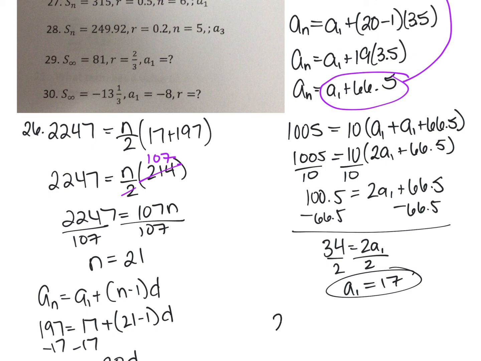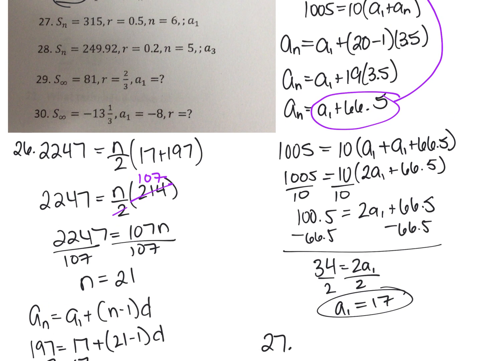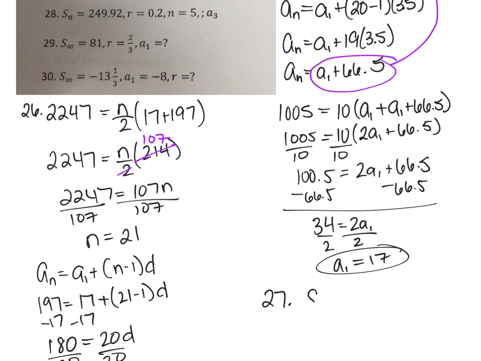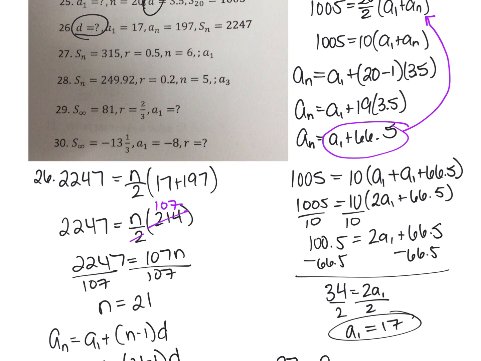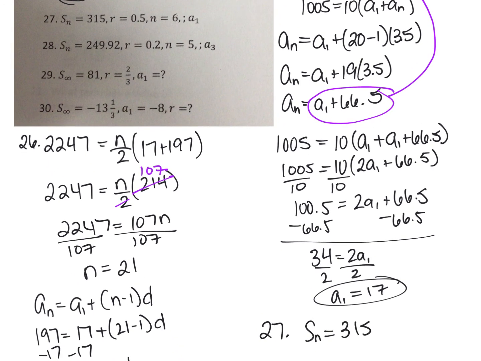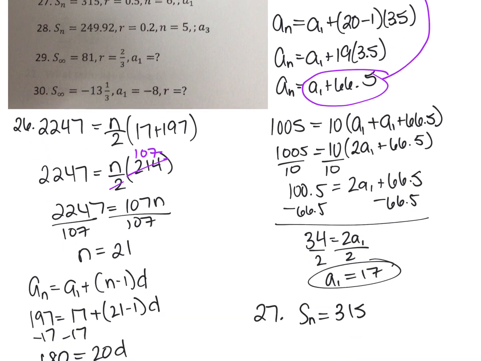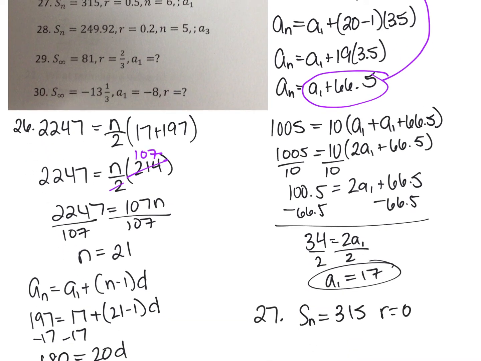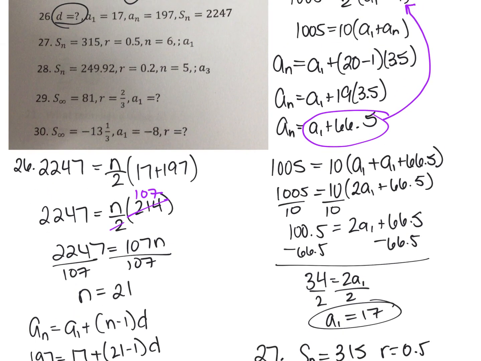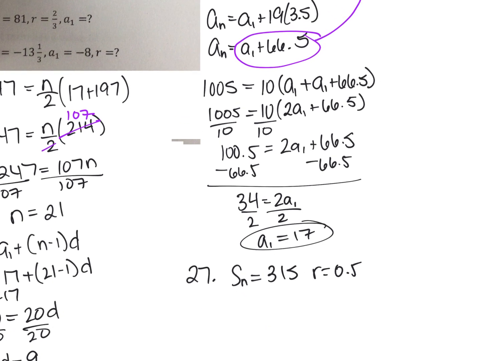Okay, let's look at 27. It says that S_n is 315. It tells me r is 0.5, n equals 6. Find a_1. Okay, it's giving me r.